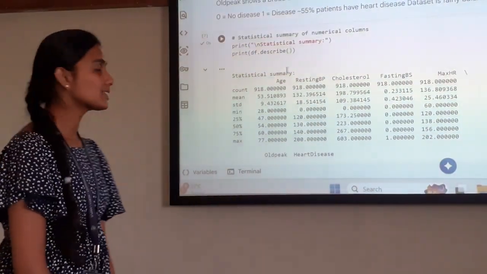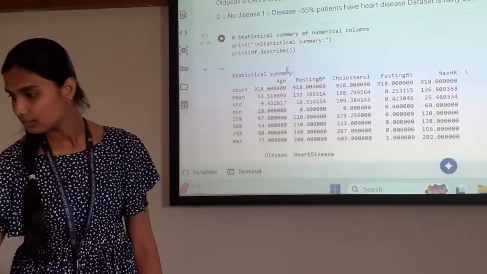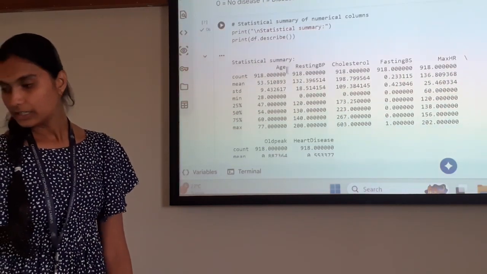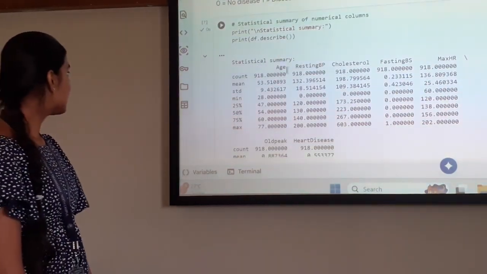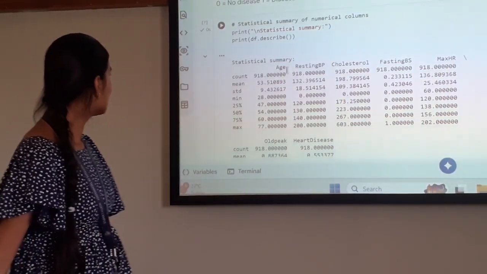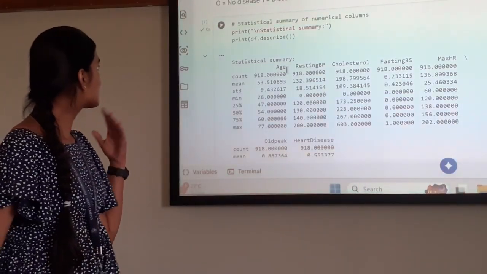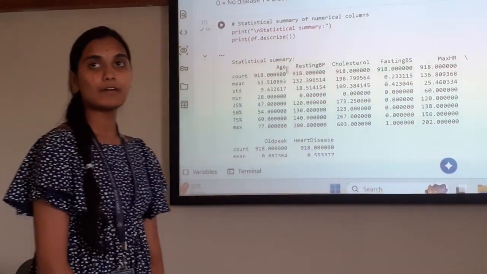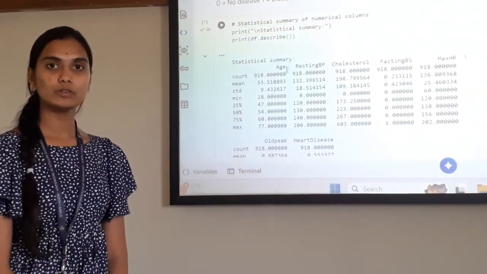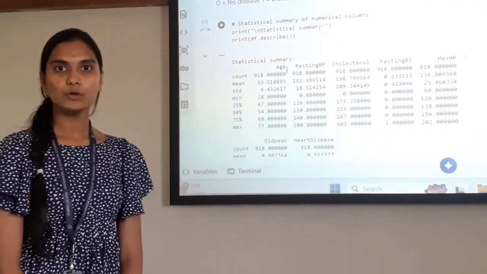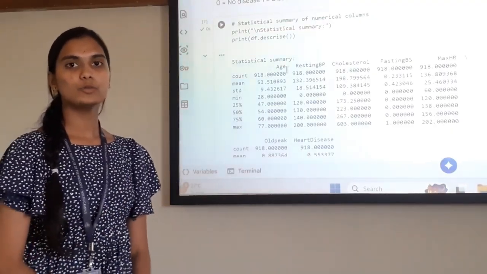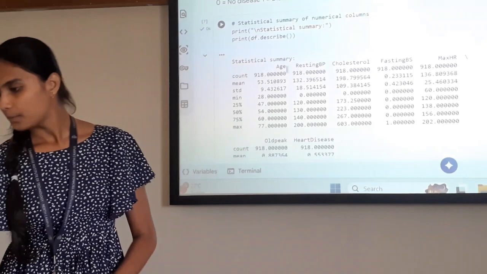This is the statistical summary, where we are calculating the count, mean, standard deviation, minimum and maximum. Here age averages around 53. Most of the people having heart diseases are between the ages of 50 to 60, cholesterol is between 200 to 300 and above, and the BP range is above 120 to 150.